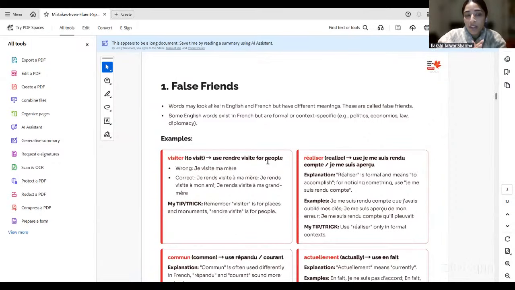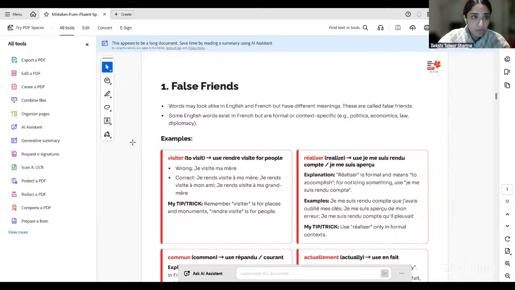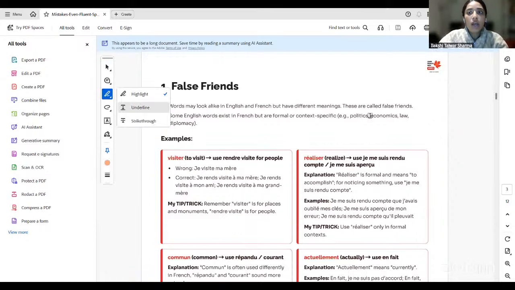The very first one that we're going to talk about is faux amis, which is basically false friends. We call them faux amis in French. I'm sure you must have heard of the term. These are those words which exist in English as well, so some words in English exist in French as well, but the meanings change.